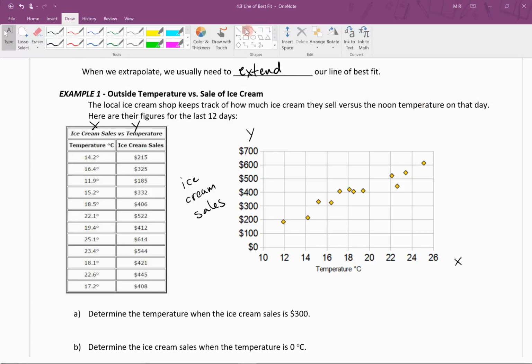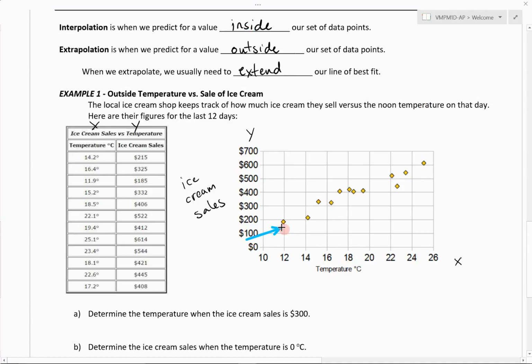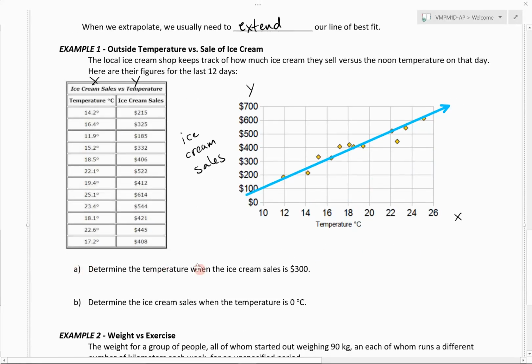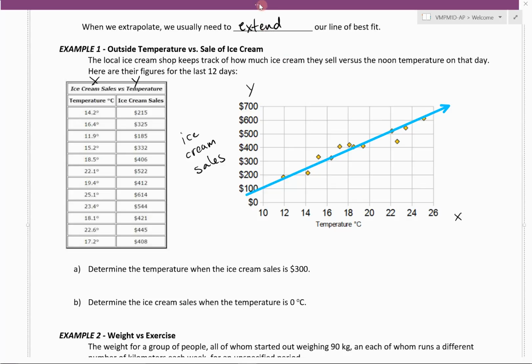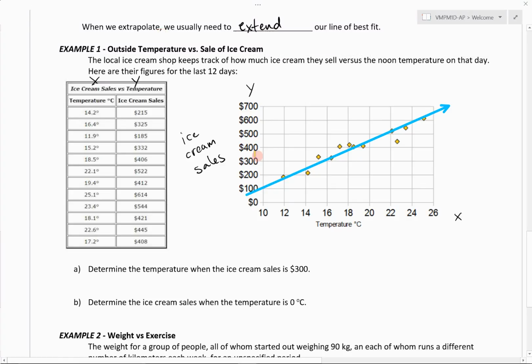I'll try again here, so if I can create a line that goes through as many points as possible. Something that looks like that might work. Okay. And we can use a line of best fit to make some predictions, right? So determine the temperature when the ice cream sales is $300. We have no individual data point for $300 here. So where's the $300 in sales? For that, we have to do interpolation. We have to find a point on my line of best fit that we can use to make some kind of estimate, approximation.